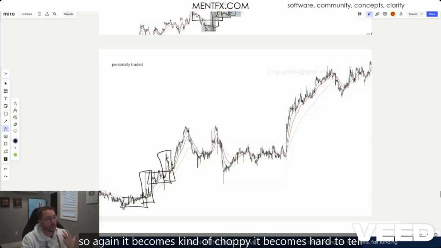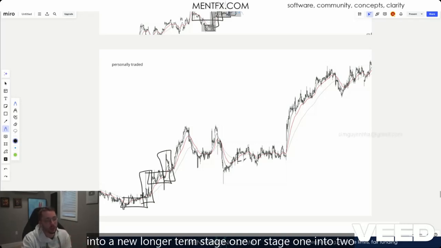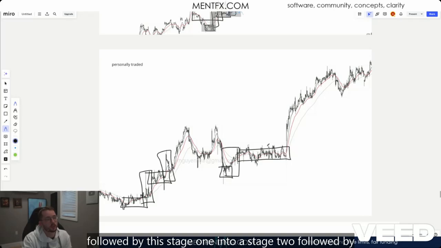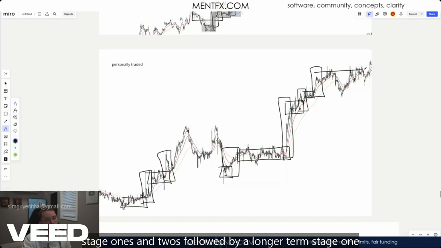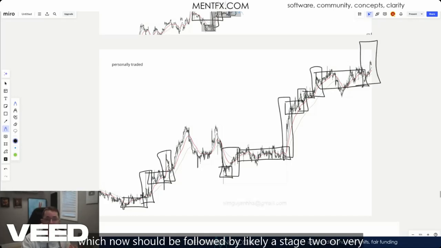So again, it becomes kind of choppy. It becomes hard to tell what this market's doing, and then all of a sudden it goes into a new longer-term stage one, or stage one into two, followed by this stage one into a stage two, followed by maybe short-term stage ones and twos, followed by a longer-term stage one, which now should be followed by likely a stage two.